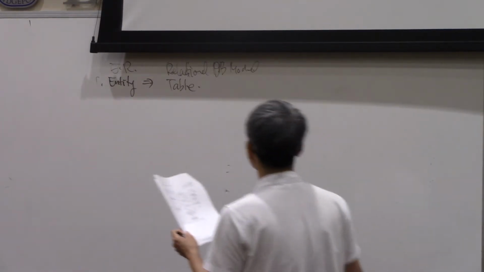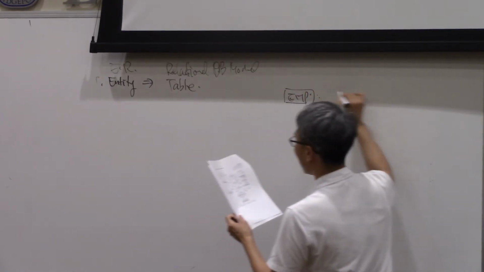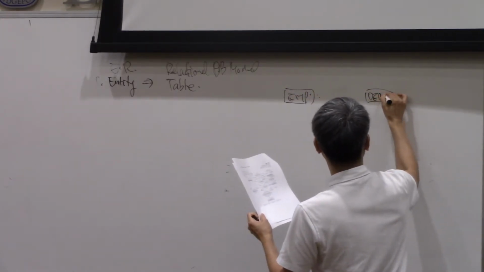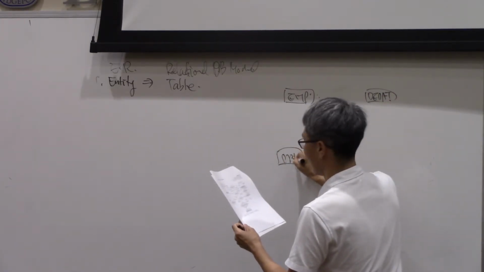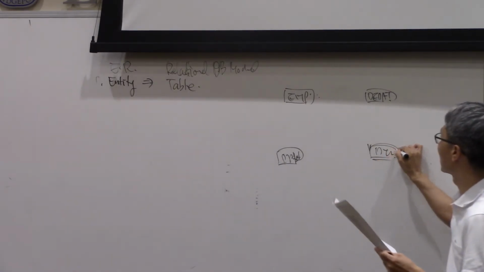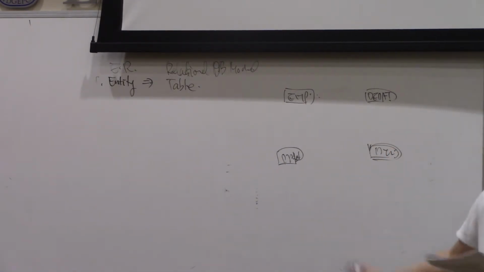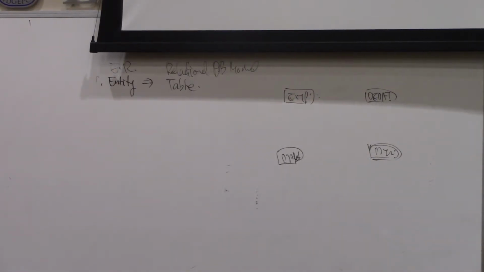We have the employee, and then we have a department, and we have the project, and we have weak entity, the dependent. So first we are going to convert each entity to the relational schema. Relation. Okay? Using the relational schema diagram, it's like this one.